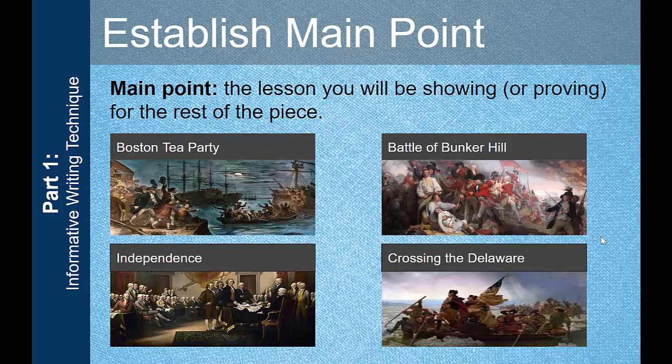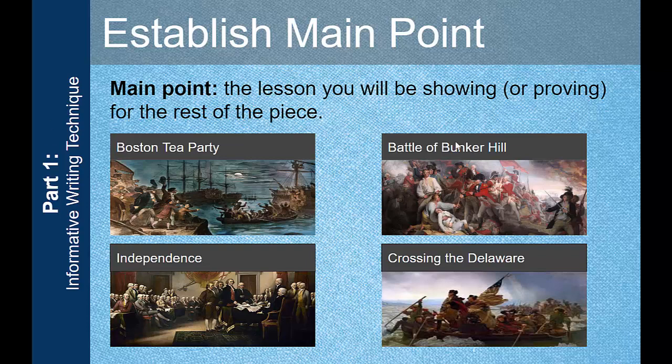So you could do this with a lot of different topics. I'm just going to rattle off a few different ideas to get you seeing how you can construct a main point. So instead of telling random facts about the Boston Tea Party during the American Revolution, my main point could be that the Boston Tea Party was an act of defiance that angered the British and brought about a lot of punishment. So that gives me some things to talk about: how much of an act of defiance it was, and what the British response was.